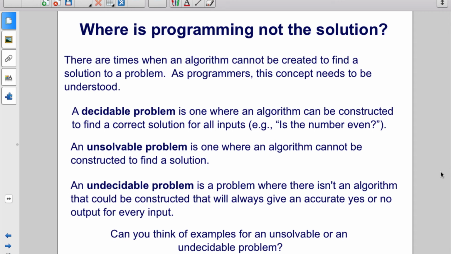A decidable problem is one where an algorithm can be constructed to find a correct solution for all inputs, like is the number even? An unsolvable problem is one where an algorithm cannot be constructed to find a solution. An undecidable problem is a problem where there isn't an algorithm that could be constructed that will always give an accurate yes or no output for every input. Can you think of examples for an unsolvable or an undecidable problem?